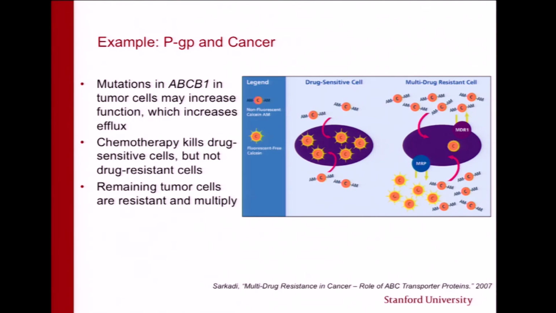As a result, the chemotherapy can kill any cells in the tumor that are still sensitive to the drugs, but these tumor cells that have now overexpressed or increased function of the PGP are going to survive, and those are the ones that are going to keep proliferating to create these tumors. And that's what creates tumors that are resistant to some of these chemotherapies and don't respond well to treatment.